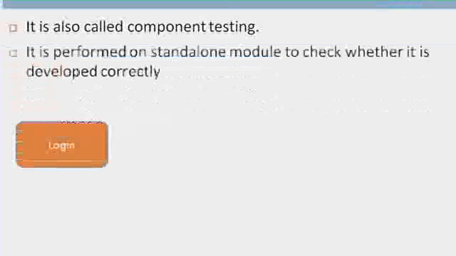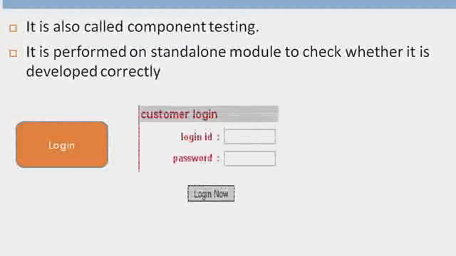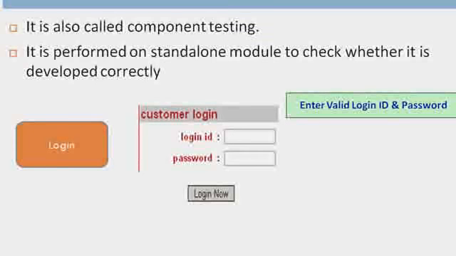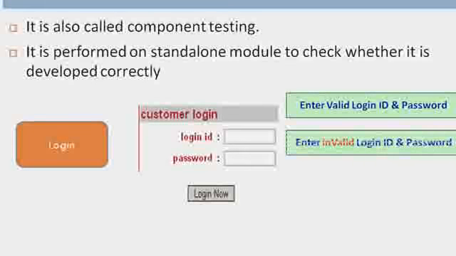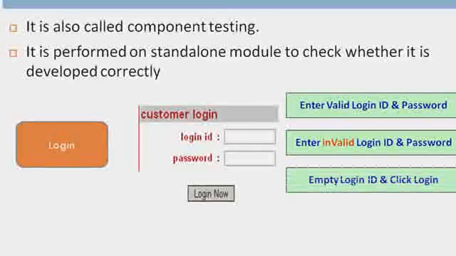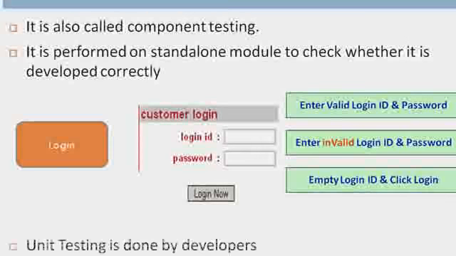For the login module, which may look like this after development, typical unit test cases would be: check response for valid login and password, check response for invalid login and password, check response when login is empty and the login button is pressed. Unit testing is done by developers, but in the practical world, developers are either reluctant to test their own code or do not have time to unit test. Many times, much of the unit testing is done by testers.